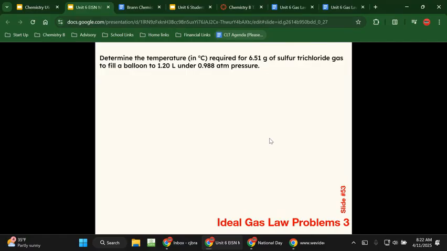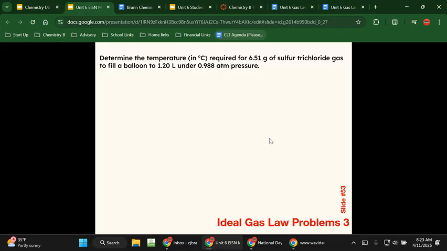Determine the temperature in degrees Celsius required for 6.51 grams of sulfur trichloride gas to fill a balloon to 1.20 liters under a pressure of 0.988 atmospheres. Here's the good news, ladies and gentlemen. We no longer have to worry about P1s and V1s and P2s and V2s.